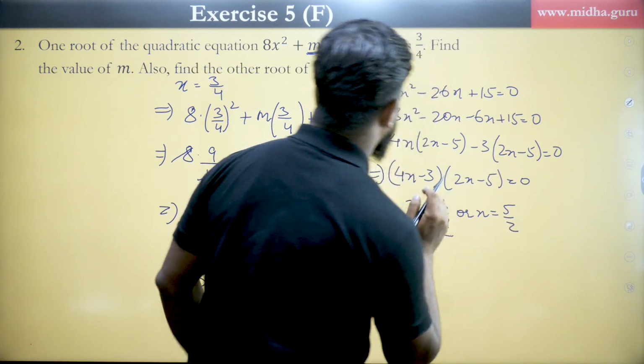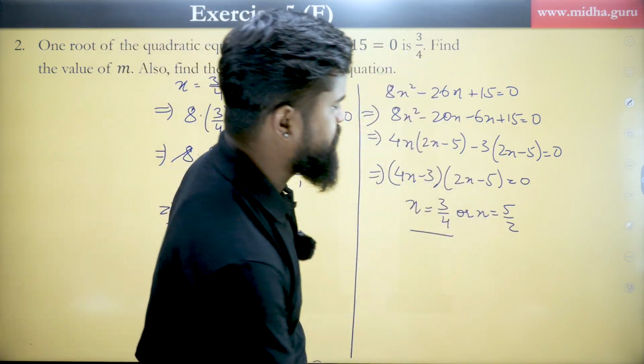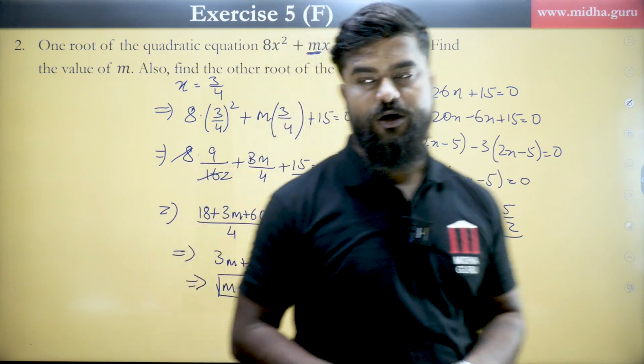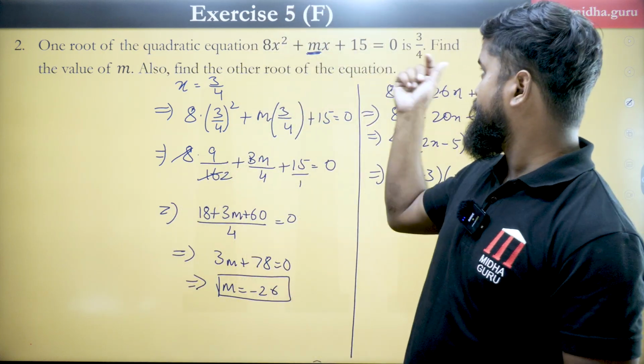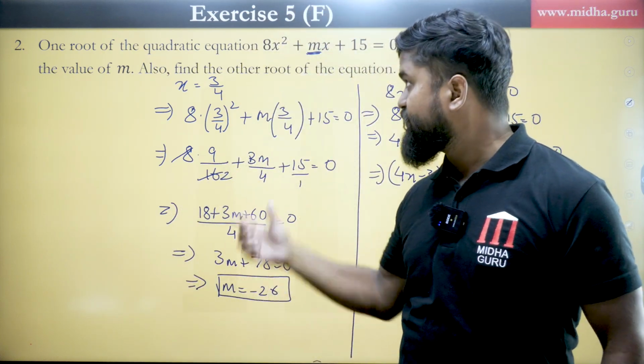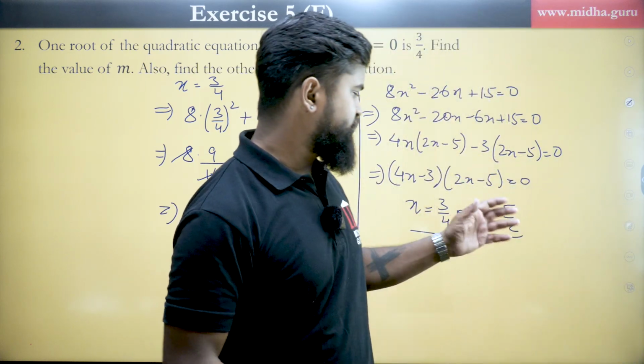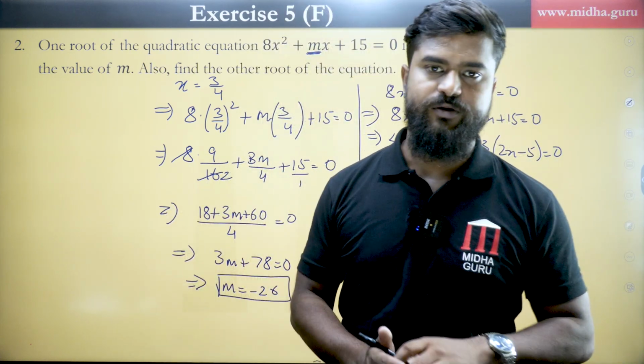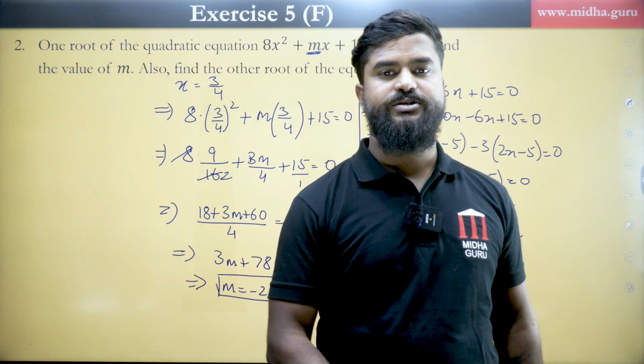So we know that one root that was given to us was 3 by 4 and the other root is 5 by 2. So we solve the equation. First we substitute the value of one root to find the value of the variable m. Then we solve the equation to get our two roots. So let's move on to the next question.